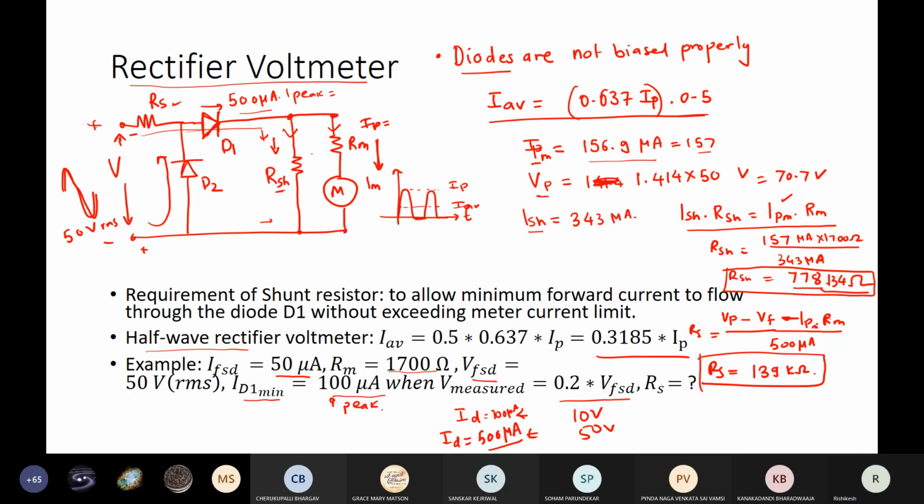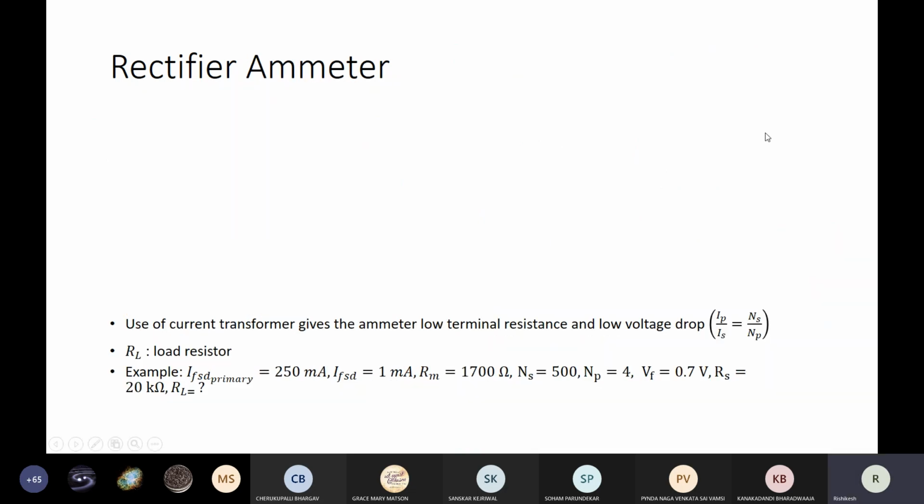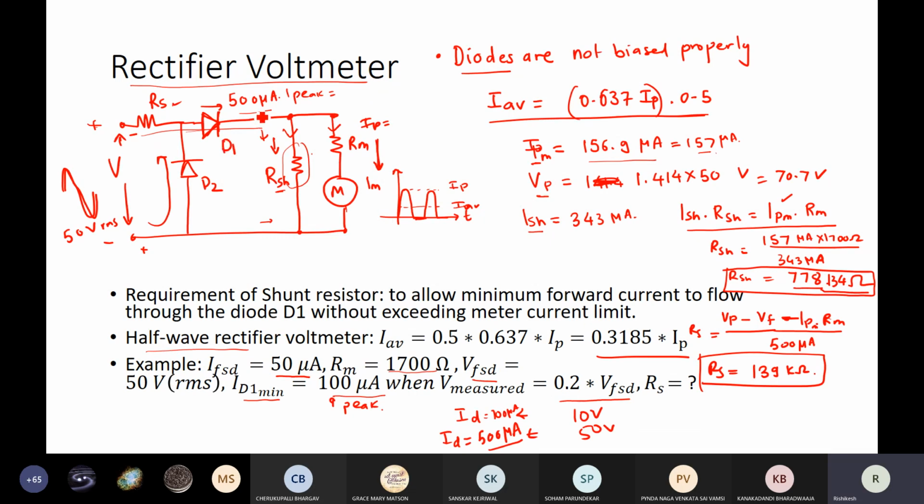Right. So the RSH is helping here. You see, the maximum peak current the meter can withstand is 157 microampere. But the required current for the proper biasing of the diode was 500 microampere at peak value. So where should this 343 microampere go through? It will go through the shunt resistor. Okay, so this is how one needs to do the evaluation of circuit components.